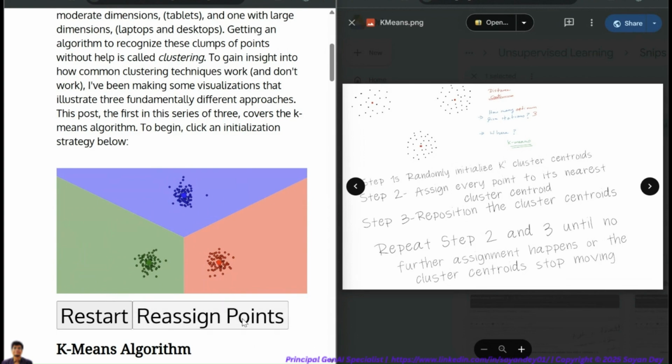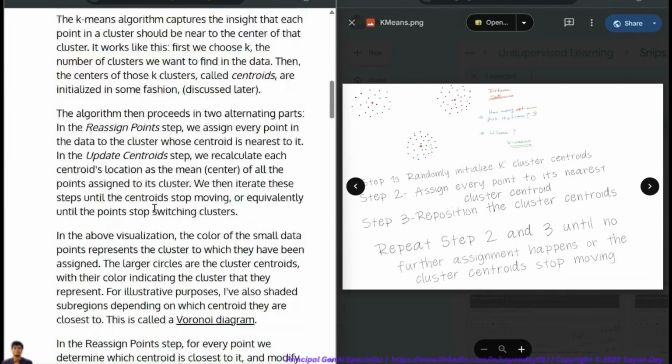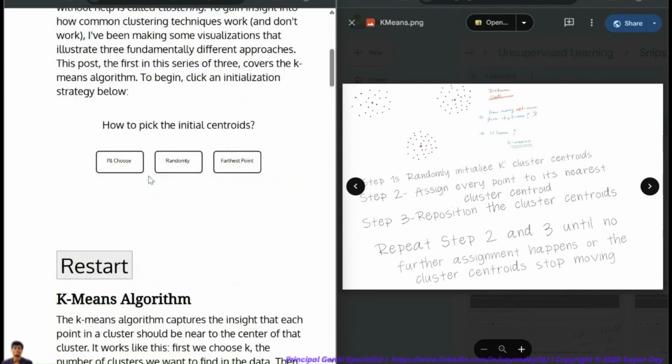Again, if I do step 2, nothing will change. So now you keep doing step 2, step 3, step 2, step 3. Nothing will change. Okay, so this is how the k-means algorithm works. So we can do one more example, a slightly more difficult one.